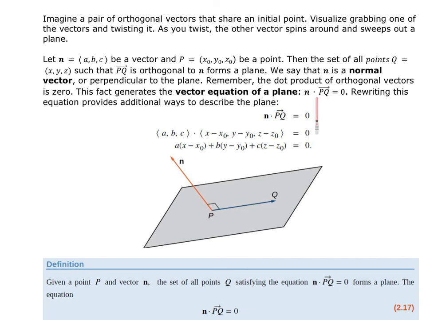This fact generates the equation of a plane: the dot product of the vector n and the vector from p to q is equal to 0. If we rewrite this, we end up with a, x minus x naught, plus b, y minus y naught, plus c, z minus z naught, which is equal to 0.